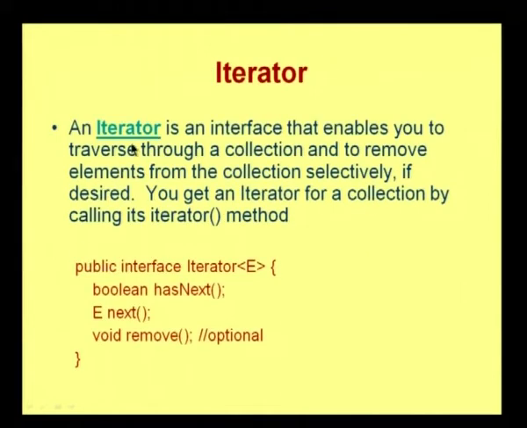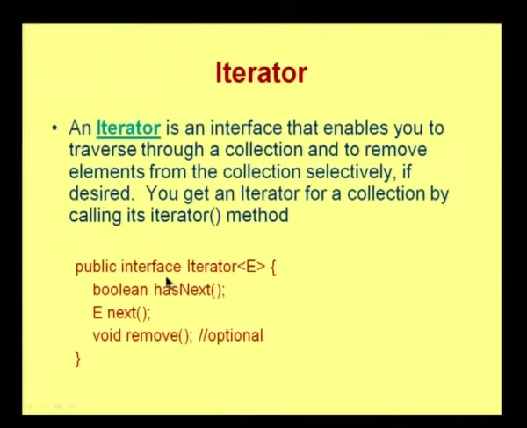So an iterator is an interface that enables you to traverse through a collection and to remove elements from the collection selectively. If desired, you get an iterator for a collection by calling its iterator method. So normally for all collections I have a method called iterator which will return the iterator for that collection, so that I can go and access all the values that are available in the collection.